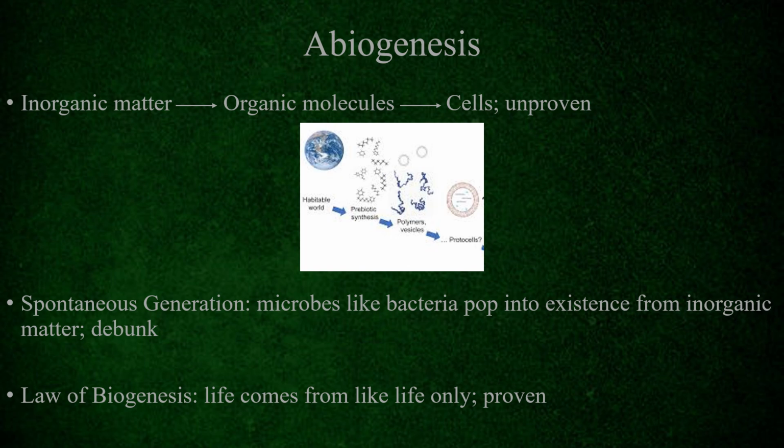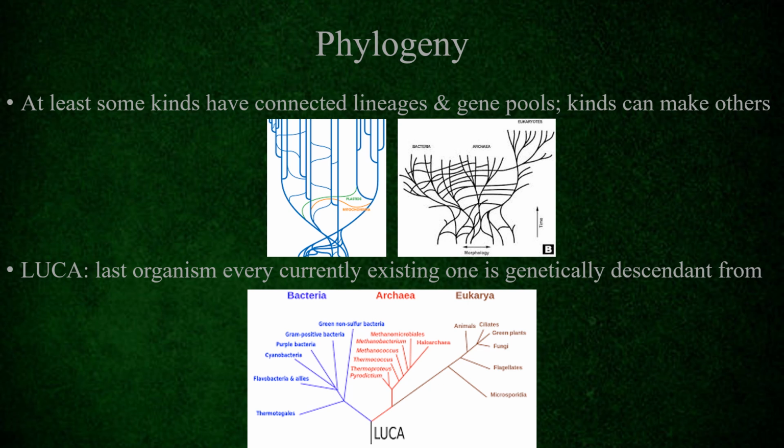And both abiogenesis and spontaneous generation are opposite of biogenesis, which says that life comes from like life only. And this has been proven by Louis Pasteur, who is also one of multiple scientists that have disproven spontaneous generation. Phylogeny says that at least some organisms have connected lineages and unified gene pools, and that kinds can be produced from another kind.